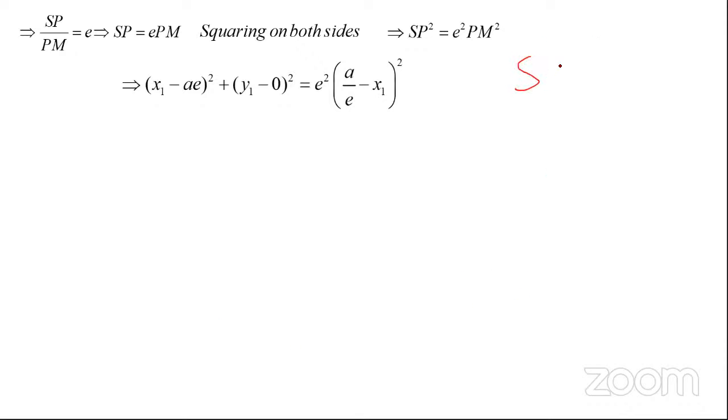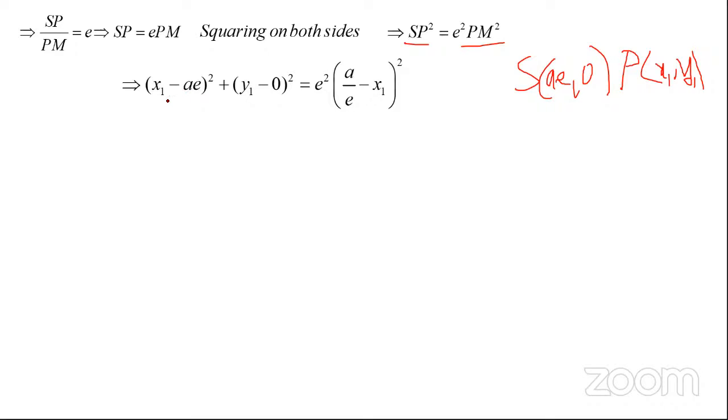S value we can take from the second one, (ae, 0), and the P value is nothing but (x1, y1). So then just substitute. This is SP square, the distance between 2 points, and PM is nothing but the perpendicular distance from P to M. So you have to substitute here.